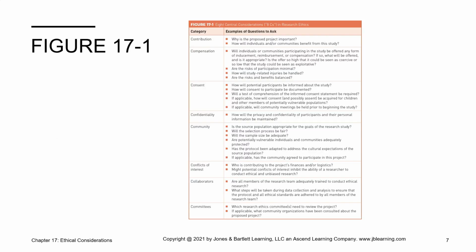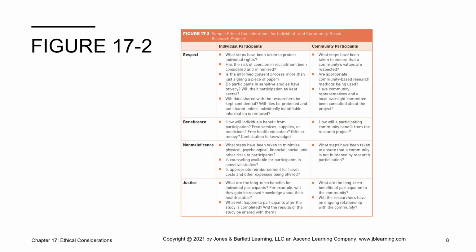Figure 17.1 covers 8 central considerations in research ethics, and these are called the 8 C's. It goes through these different categories and examples of questions to ask in order to ensure that you're meeting those categories. These categories include contribution, compensation, consent, confidentiality, community, conflict of interest, collaborators, and committees. You can go through the different questions that you want to ask yourself in preparation for your study to ensure that the study is meeting these ethical guidelines.